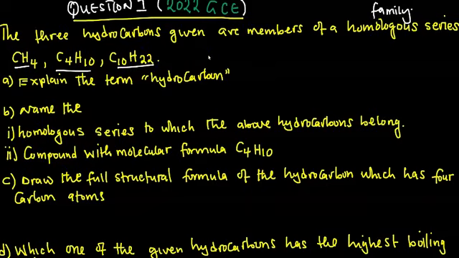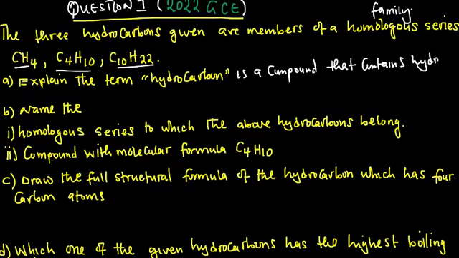Explain the term hydrocarbon. So the term hydrocarbon, you can define it as a compound that contains carbon and hydrogen only. As the name suggests, hydrocarbon. So it's simply a compound that contains hydrogen and carbon only. So that is how you answer this question. And this question was only 1 mark. So for writing this, you are given a mark.